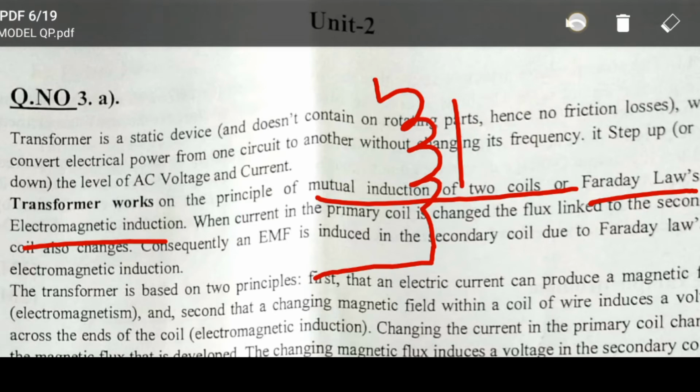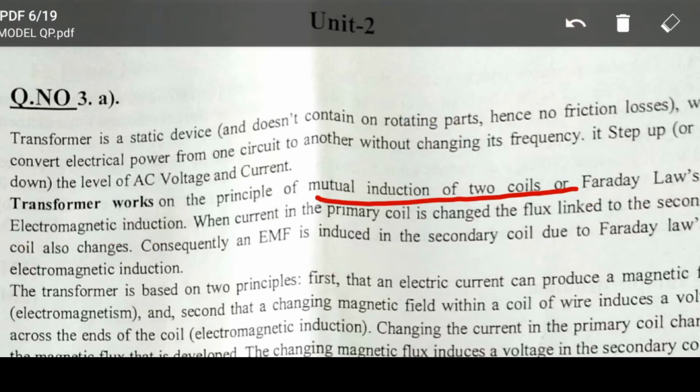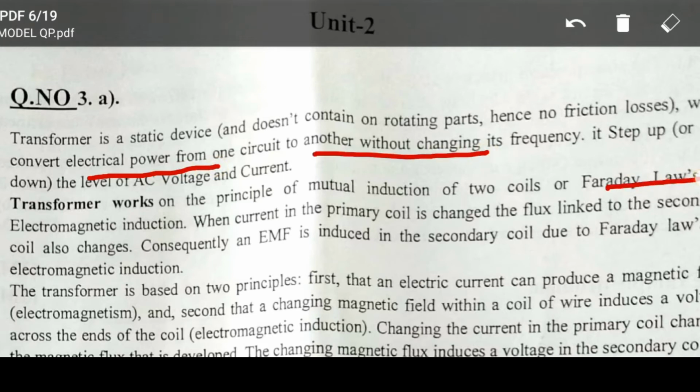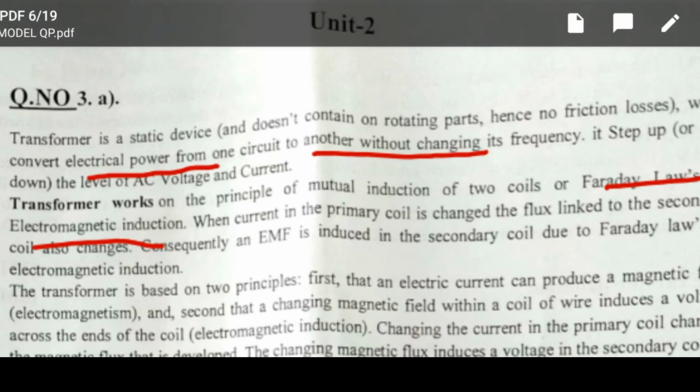A transformer is a static device; it doesn't have any rotating parts. The speed of a transformer is 0 RPM, hence no friction losses. It converts electrical power from one circuit to another circuit without changing the frequency. That is a transformer. A transformer works on the principle of Faraday's law of electromagnetic induction. Every machine, every electrical apparatus works on Faraday's law of electromagnetic induction.